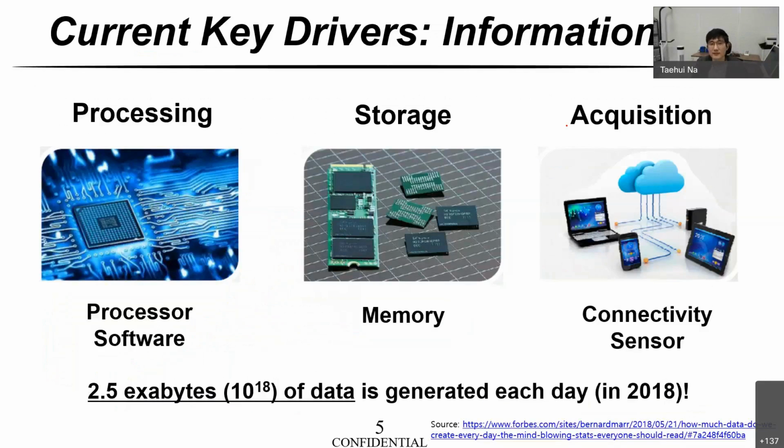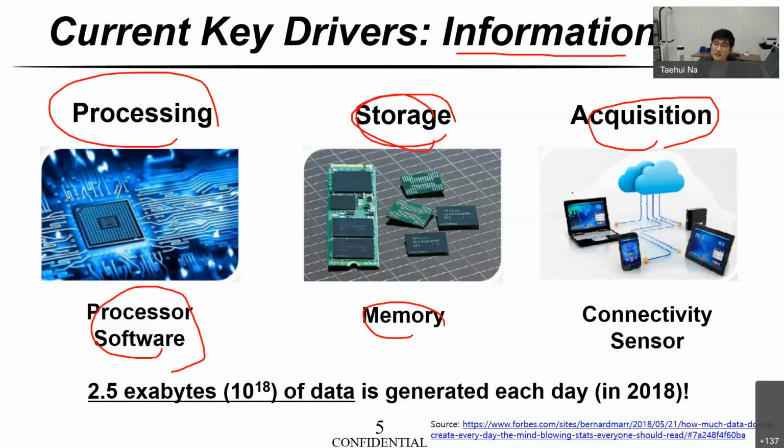So I'd like to ask a question. What are the key drivers in the current semiconductor market? The answer is obviously information. To process more data, more information, processors and software are being developed. And to store more data, our storage technology and memory technology have been developed and improved. And where does this information come from? Of course, from your mobile devices, wearable devices, and a variety of IoT devices. So nowadays, processing, storage, and acquisition are very important topics. But in this talk, I will focus on the storage part, the memory part.